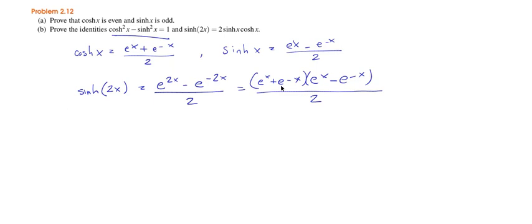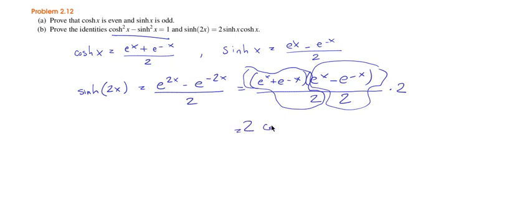And then so this part here is the cosine, and this part here is just 2 times, okay, 2 times the sine. Okay, so we have 2 times the cosine times the sine, which is what we wanted to prove. Okay.